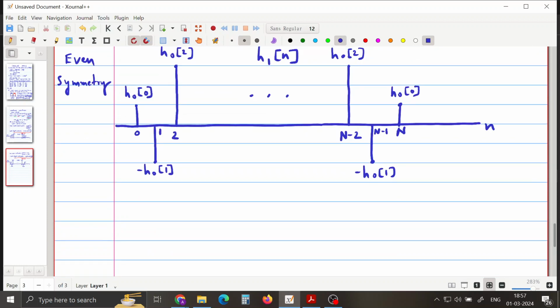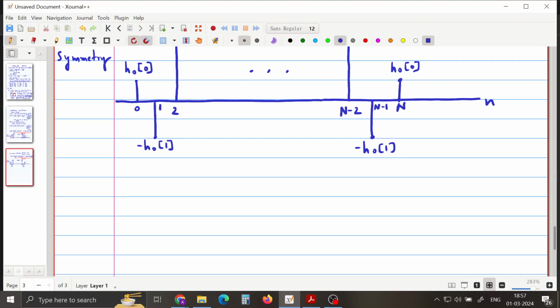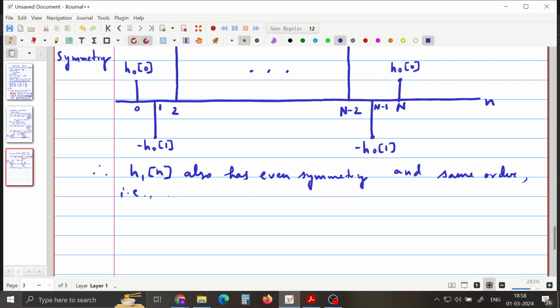And of course the order also remains capital N. It's an even order filter. So therefore h1 of n, which is the QMF counterpart of h naught of n, also has even symmetry. We just saw it, even symmetry, and same order, that is even order. Even order also means odd length, both are synonymous.